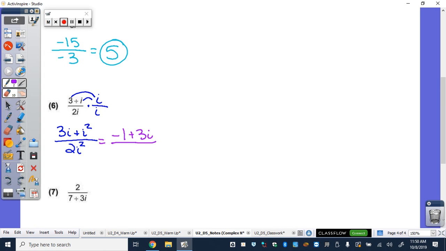I'm still going to put the i last. That's always going to happen. My denominator turns into negative 2. Then there's nothing we can reduce, so we won't.